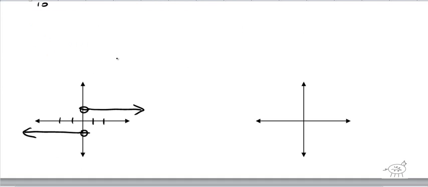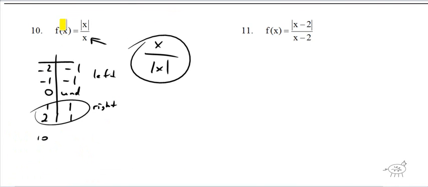But basically, the couple features here is going to be a hole like that, where it's not defined, and then one side is going to go to the right, the other side is going to go to the left. Okay? So let's take a look at this next one here. f of x equals absolute value of x minus 2 over x minus 2. So what you're going to do is make a t-chart.